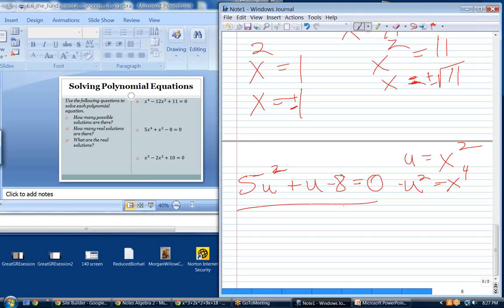Because the only way I can solve this is using the quadratic formula. So let's use it. What is U equal to? U equals plus or minus. No, it's minus B. In other words, we're using the quadratic formula on it. So we just have negative 1.